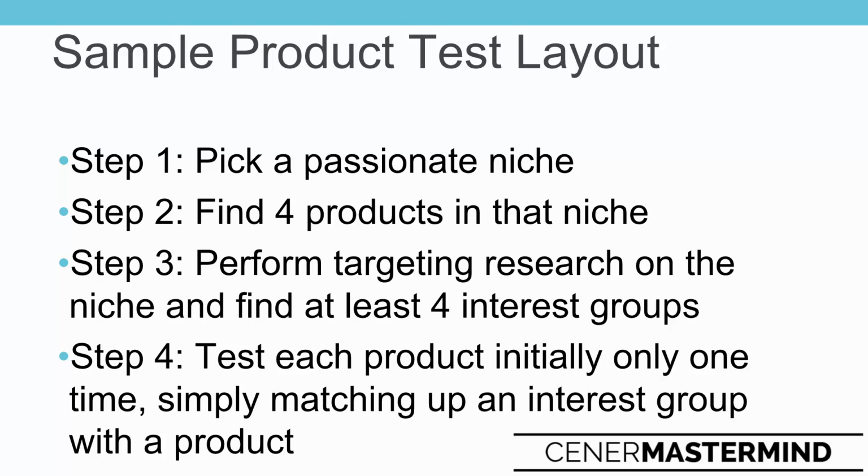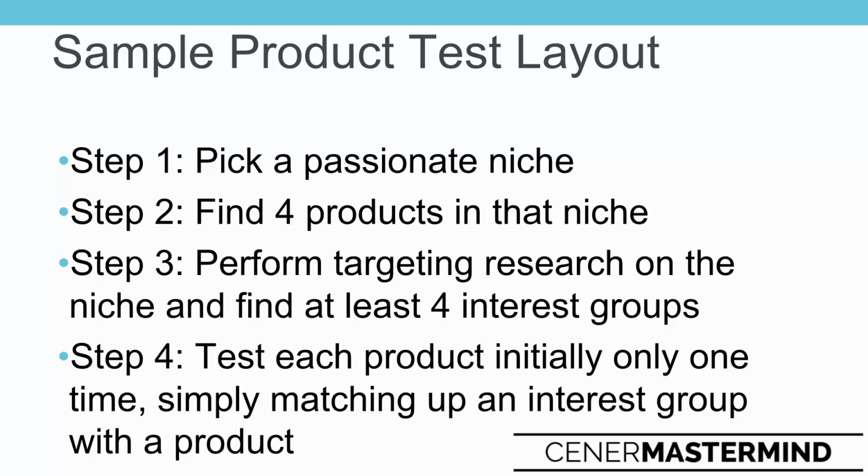So a little bit more detail, right? We're going to pick a passionate niche, let's say cats. Okay, we're going to find 4 products in that niche. Could be drop shipping, could be print on demand. Okay, 4 cat products. Step 3. We're going to perform targeting research on the niche and find at least 4 different interest groups. Okay, you're going to learn all about interest groups in this course, but basically, in short, interest groups are just different sections of targeting for your niche, different ways to target the niche.